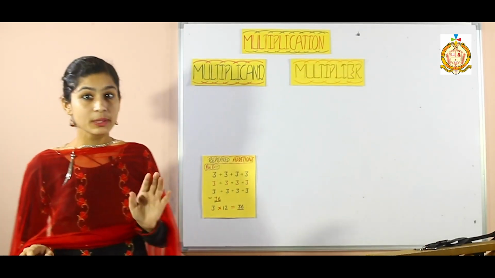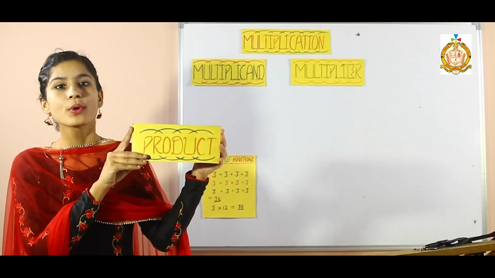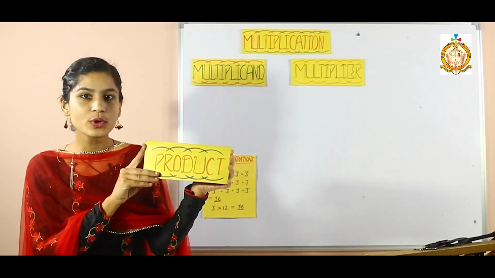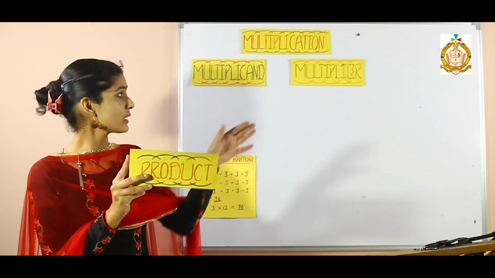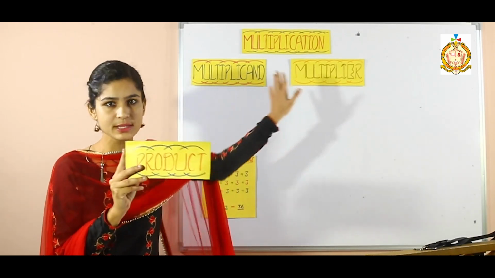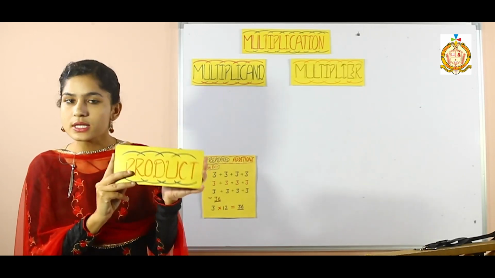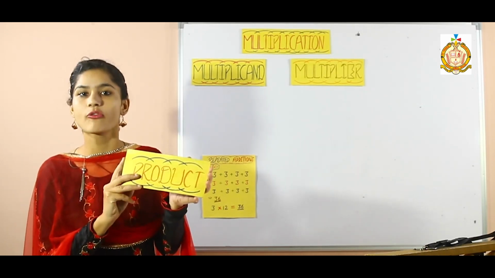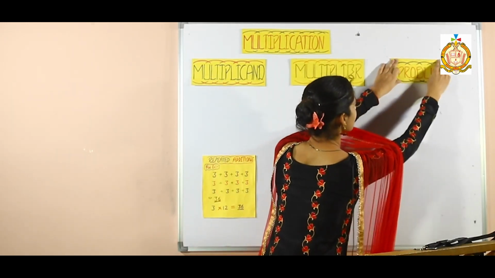So multiplication consists of 3 parts. The third part is the product. Now what is the product? Whatever answer we get after multiplying the multiplicand and the multiplier, that answer is called the product of multiplication. I am going to write it here, product.